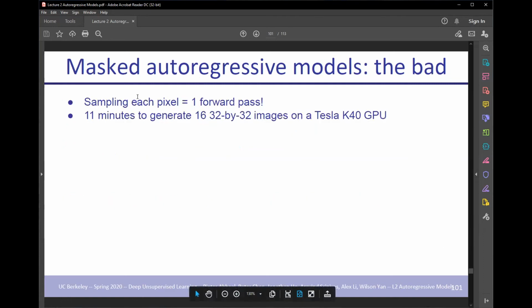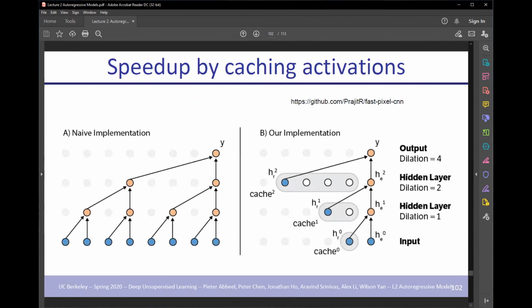The issue, though, is the problem that we've already discussed. That is, one forward pass is needed for each of the pixels in the image. So as the image grows, you can imagine how many cycles of forward passes we have to go through. And in the past it was on the order of minutes, probably still on the order of minutes even now, to generate CIFAR images, which are 32 by 32. So that's the drawback of masked autoregressive models. Fairly easy to implement, very expressive, but slow. The two methods that he talks about to improve the speed are covered in the next couple of slides.